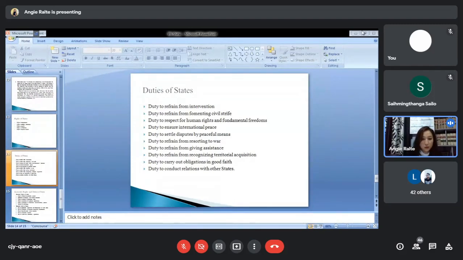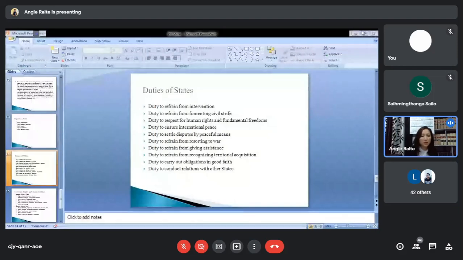Duty number 4, duty to ensure international peace. Article 7: every state has the duty to ensure that conditions prevailing in its territory do not menace international peace, and that international peace should prevail in the territory. It is the duty of the state to control all its citizens to maintain international peace. It must also settle disputes by peaceful means, without war or disturbing others. If any dispute comes up, they have to settle it.